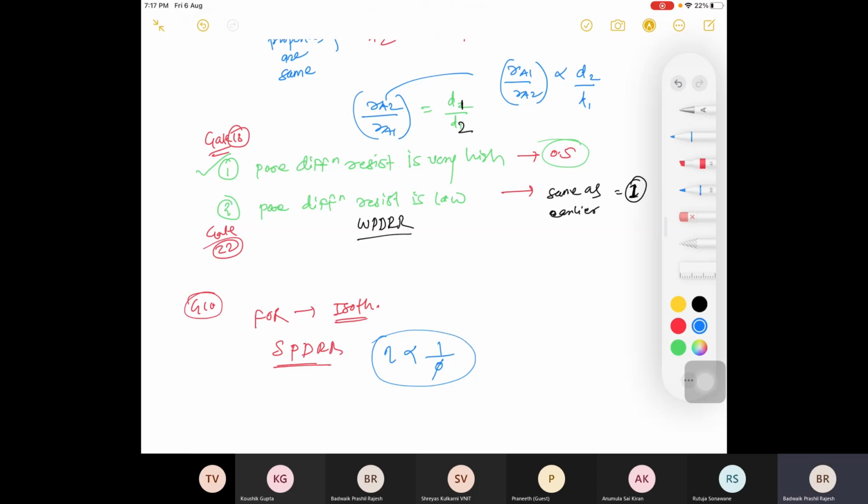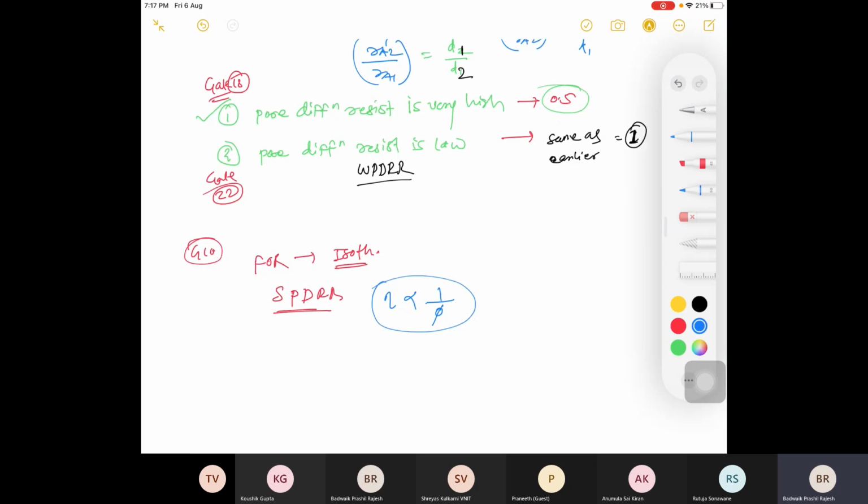Now let's take this example. GATE 2016, 2 marks. Porous pellet with platinum dispersed. Question number 123. This question, okay? Can anyone read that?